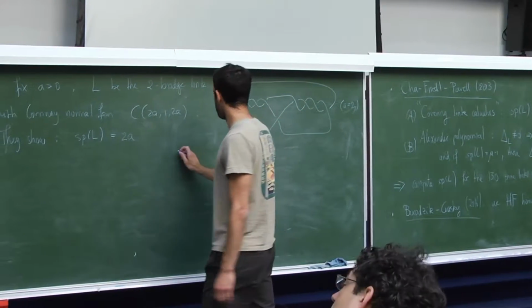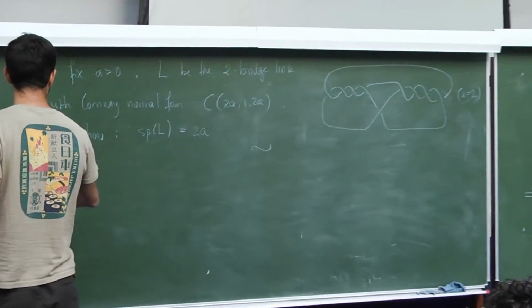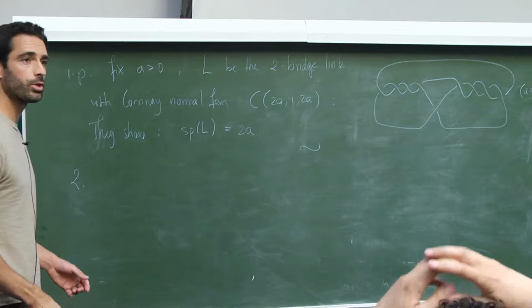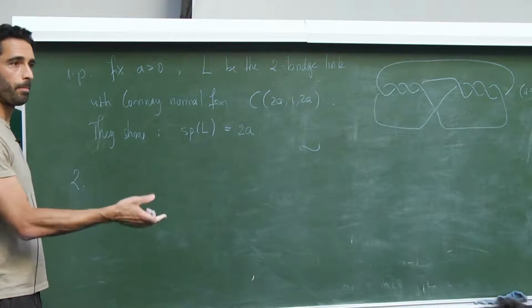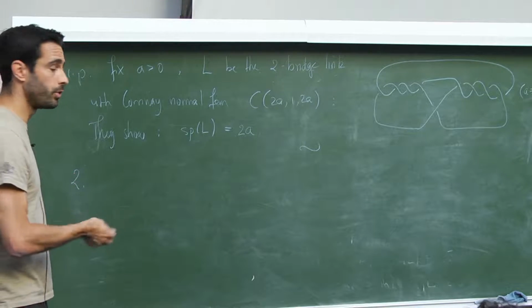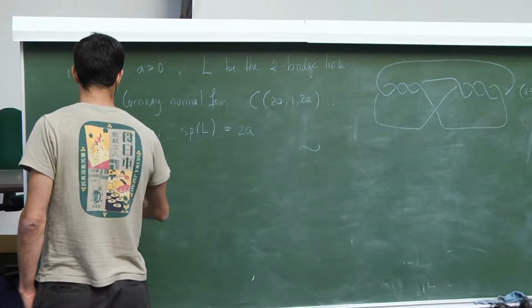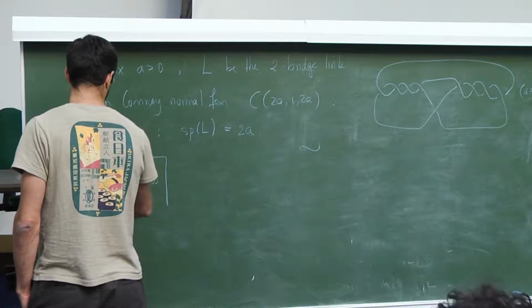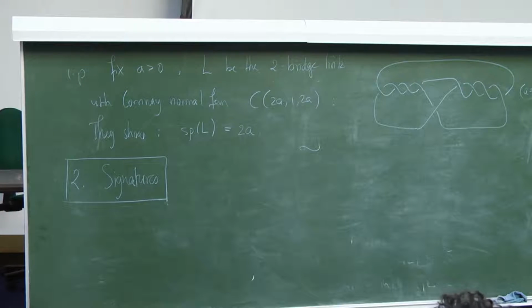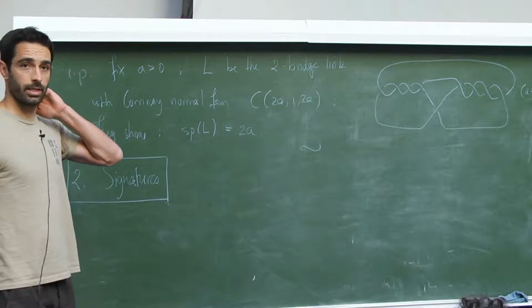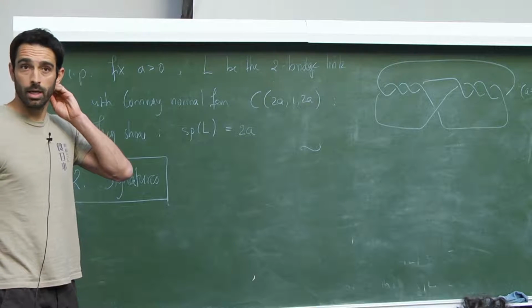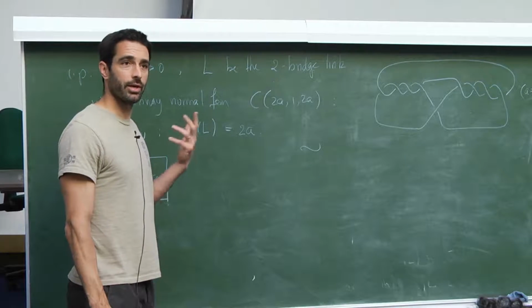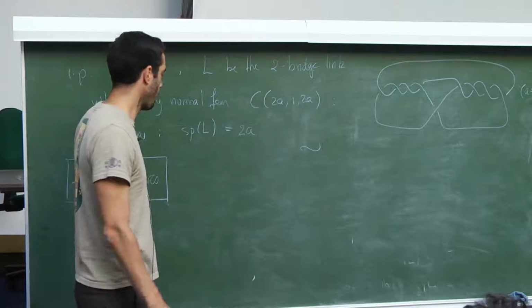So that was the end of the introduction. We're going to forget about splitting numbers for a while, and I'm just going to introduce these so-called multivariable signatures, and then in the last part, I'm going to show you how to use them. So, signatures. You probably all know about the Levine-Tristram signature of a knot or of a link. And what I want to explain to you today is a multivariable generalization of this signature.